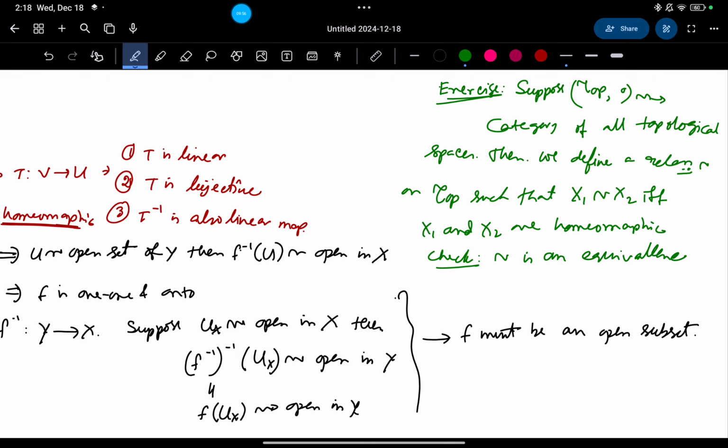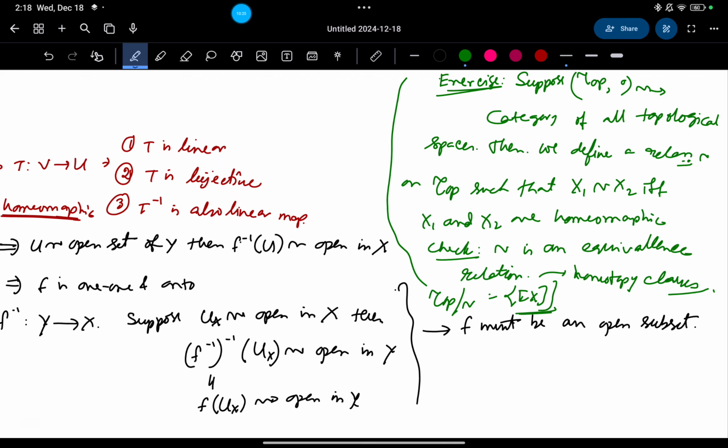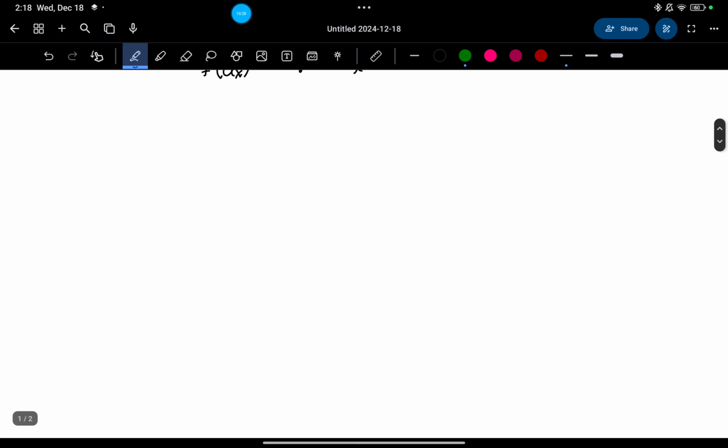Okay, and just try to find out what is the set of all equivalence classes, which is Top modulo tilde, which is the equivalence classes. So the basic equivalence class of one particular x, the set of all homotopy classes, you can consider as homotopy classes. Okay, these are the homotopy classes. This is an exercise, you can check it on your own.